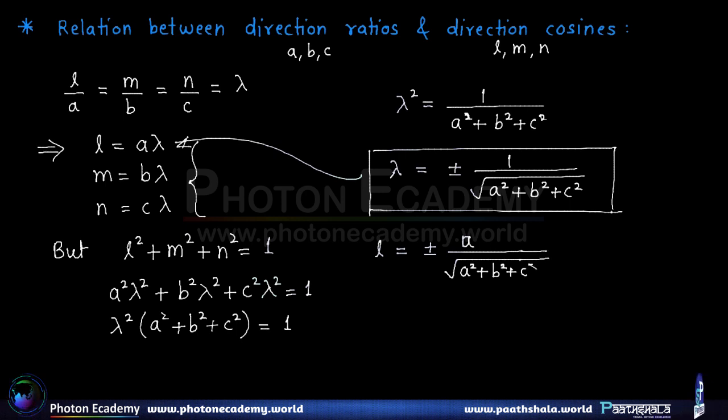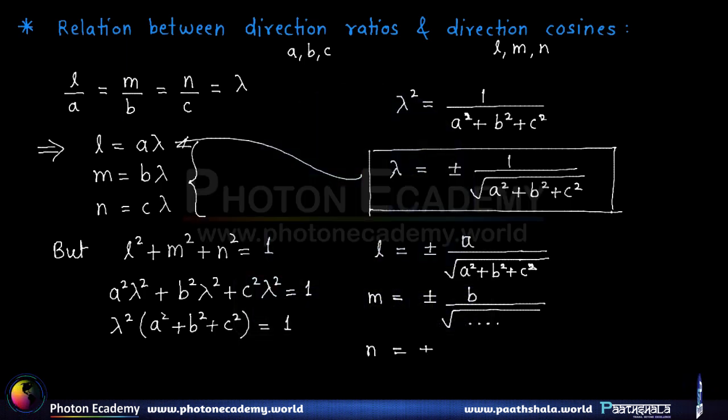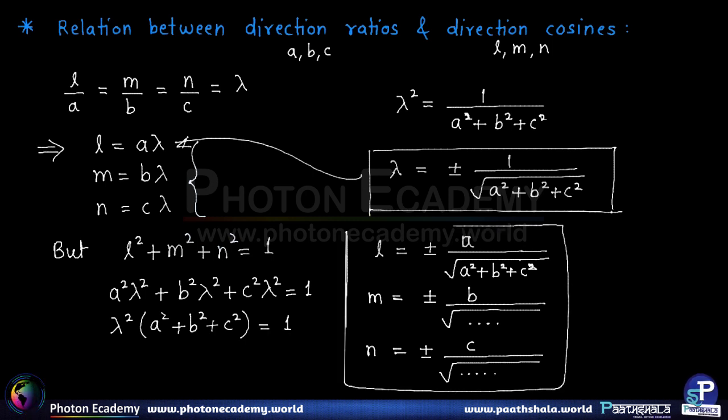Similarly, we can say that M is equal to plus or minus B upon the square root of the same quantity, and N is equal to plus or minus C upon the square root of the same quantity. So in this way we can calculate L, M and N from A, B and C.